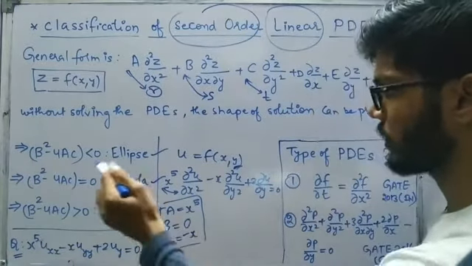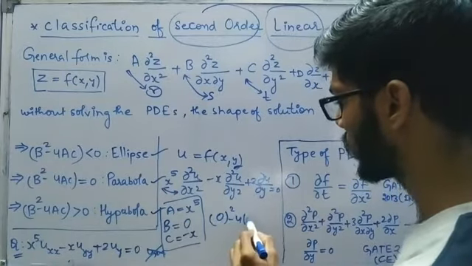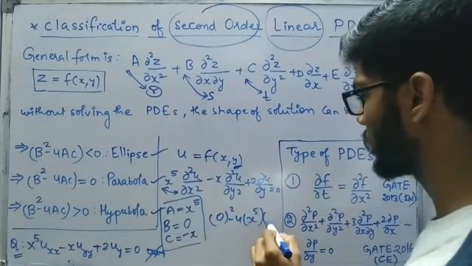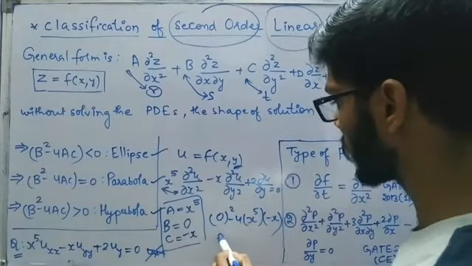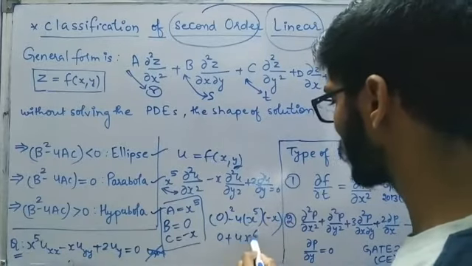And now we put in our format: b² minus 4ac means 0² minus 4, where a is x⁵ and c is minus x. So this is nothing but 0 minus, and minus will become plus, and this will be 4x⁶.